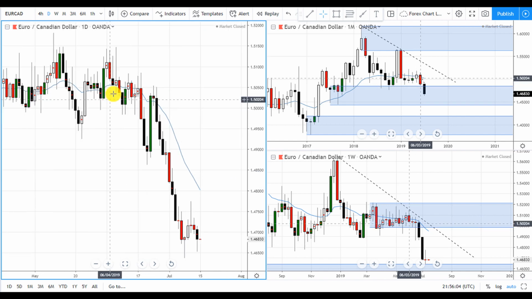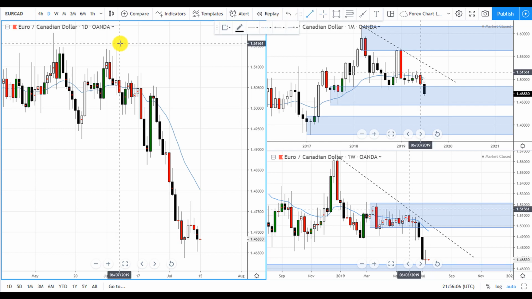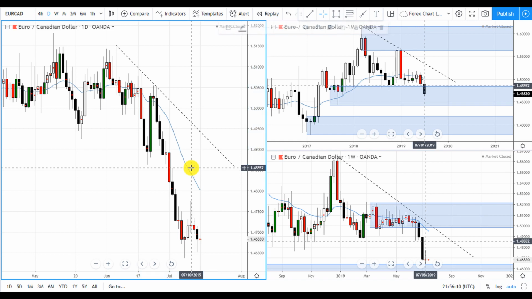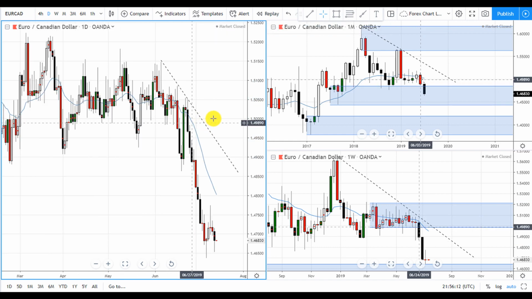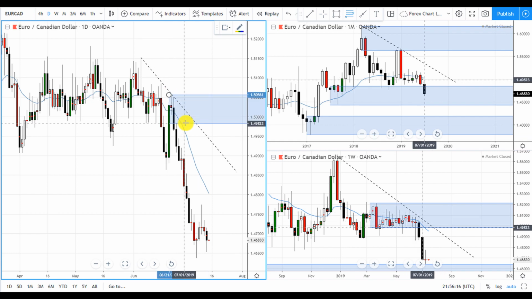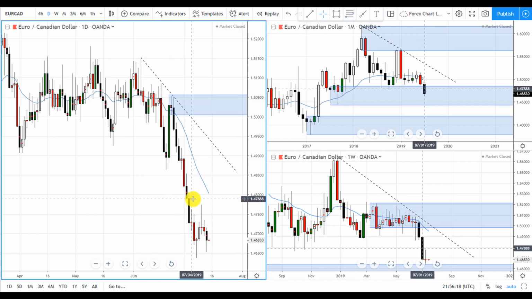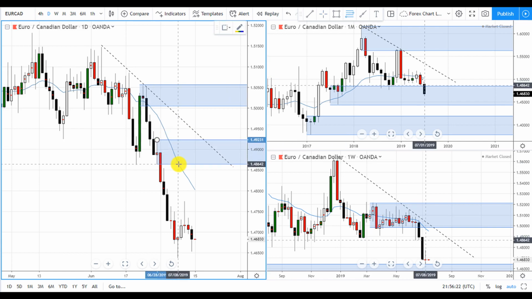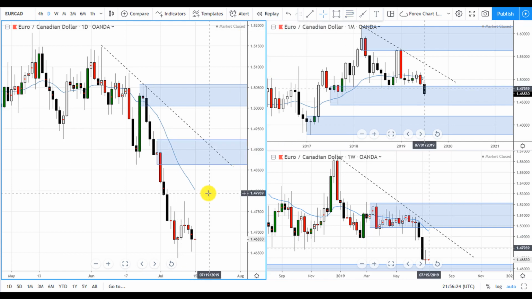So we have a downtrend. Draw the downtrend. Then we have a supply zone up here, and another supply zone right here. And that's what it's looking like right now.